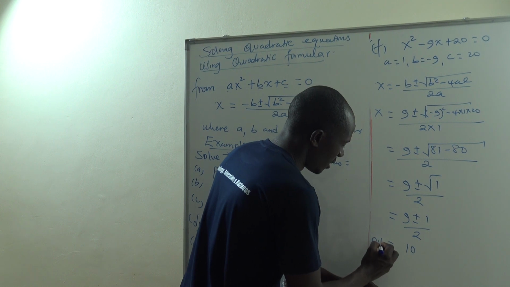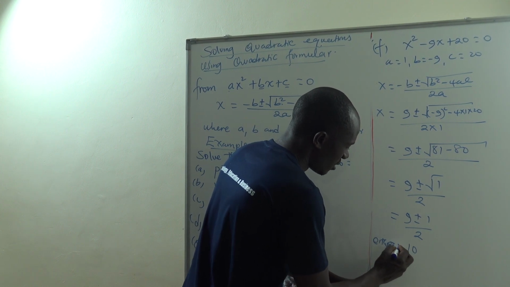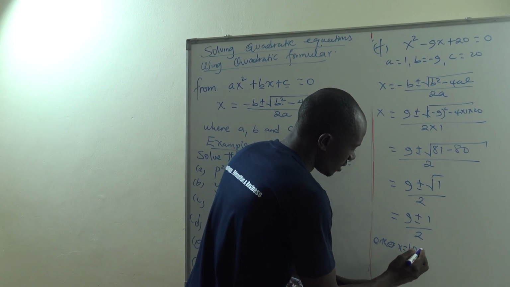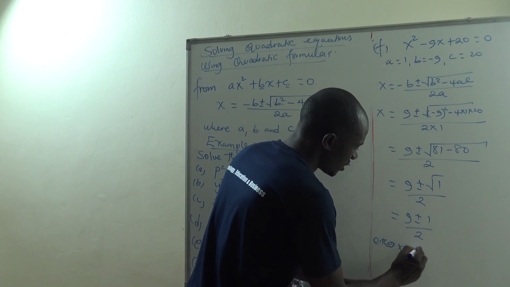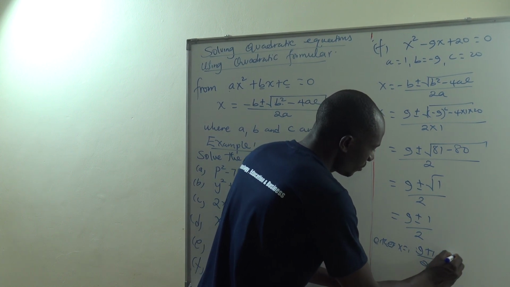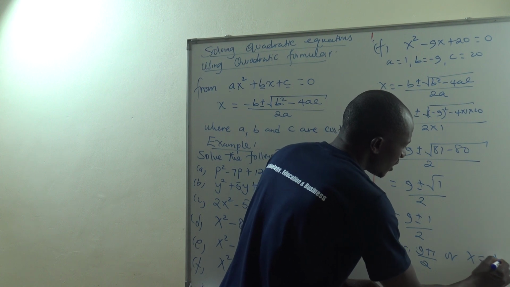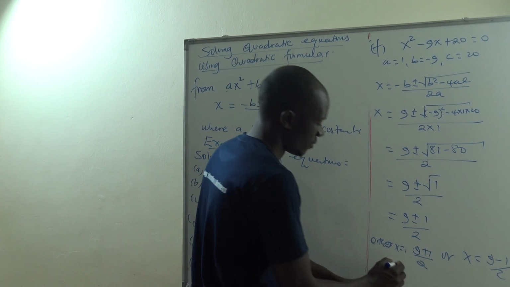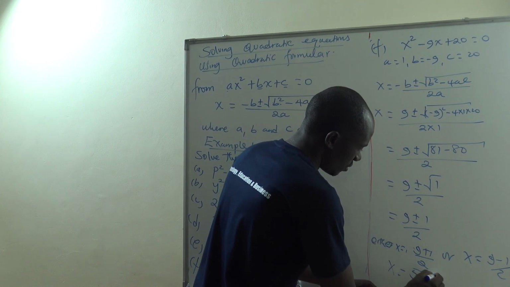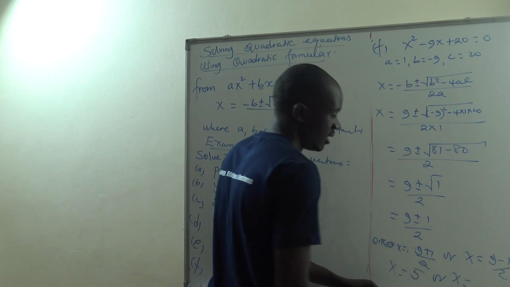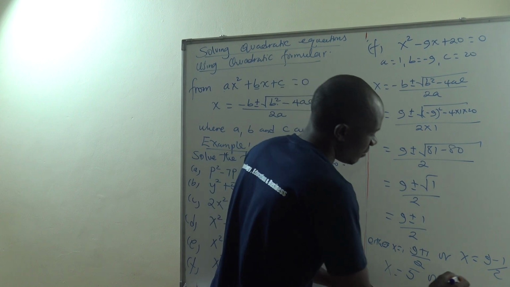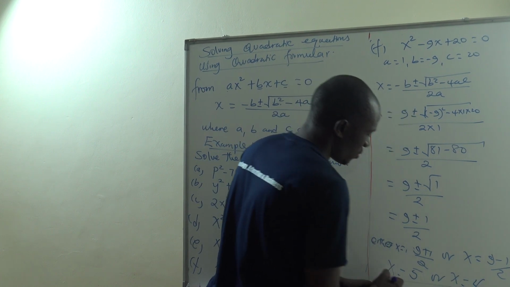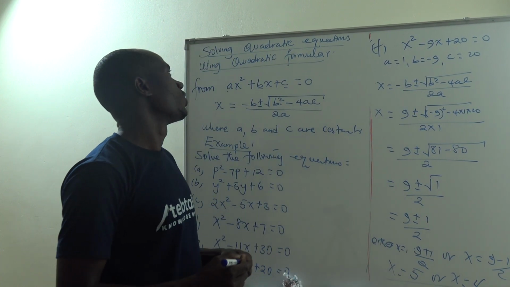You can say either x equals, we are adding, 9 plus 1 over 2, or x equals 9 minus 1 over 2. x equals 9 plus 1, you get 10 over 2, that is 5. Or x equals 9 minus 1, you get 8, divided by 2, you get a 4. Those ones will be the solutions to that.